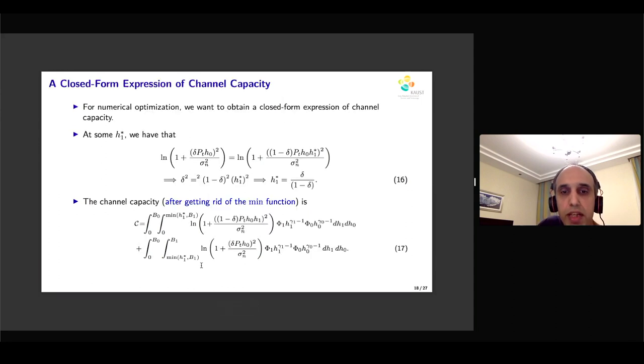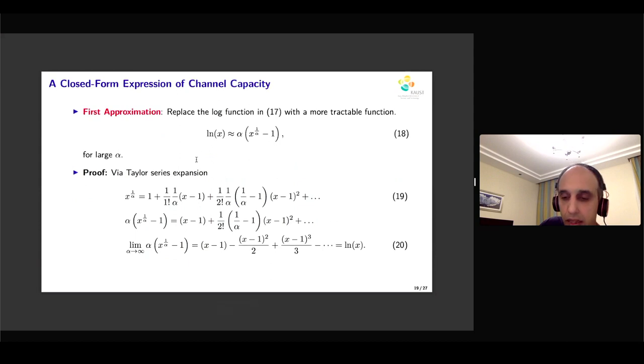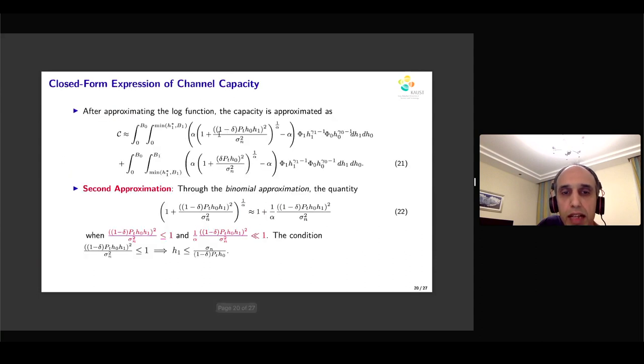So in this case, we apply a number of approximations, where we get rid of the min function, and then in the second case we get rid of the log function using this approximation. When you apply the log approximation, this is your approximate general capacity expression, which again cannot be evaluated in closed form. So we have to apply the binomial approximation further to get rid of this expression.